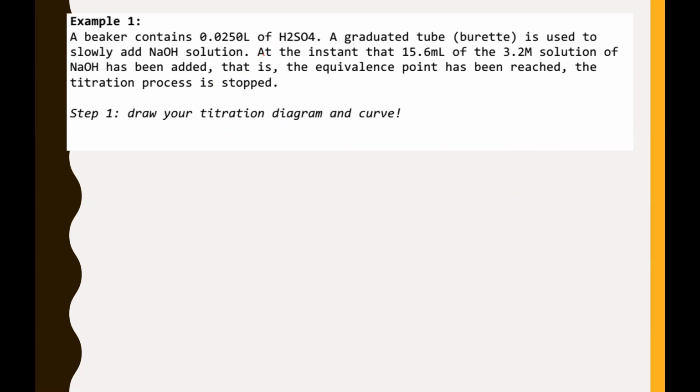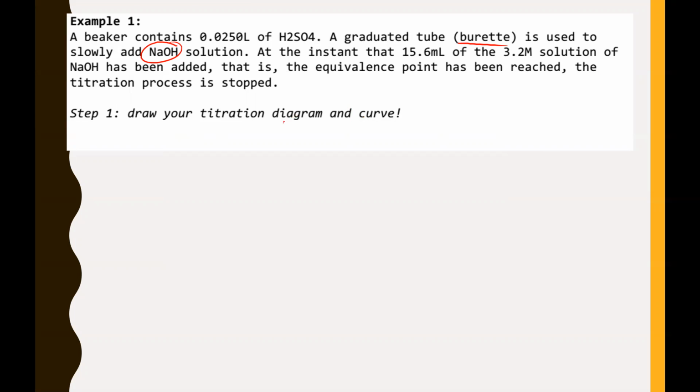We have a beaker that contains this much H2SO4. Oh, it says beaker. It really should have been an Erlenmeyer flask. Shame on them. A graduated tube, so a burette, is used to slowly add NaOH solutions. So in this case, we actually have our base in our burette. At the instant that 15.6 milliliters of the 3.2 mole per liter solution of NaOH has been added, that is, the equivalence point has been reached, and then the titration process is stopped. Of course they would have seen some rapid color change at that point, so they would have stopped the whole situation. So step 1, draw your titration diagram and curve.